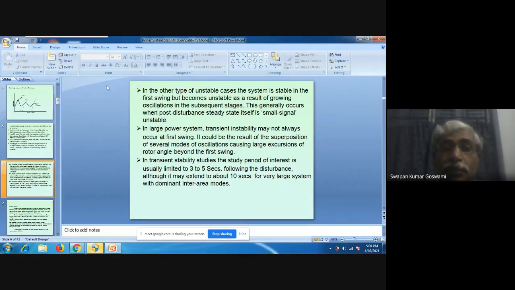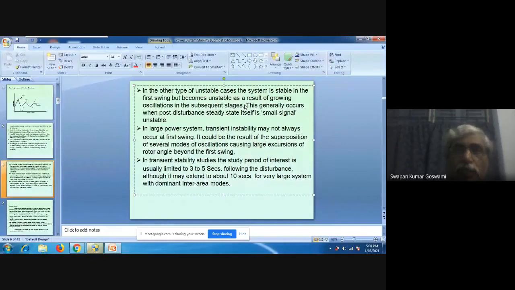Okay, it is stable in the first swing, but becomes unstable as a result of growing oscillation in the subsequent stages. That means in the subsequent swings, the oscillation may grow. Okay, this may happen because of many reasons. So this generally occurs when the post disturbance steady state itself is small signal unstable.